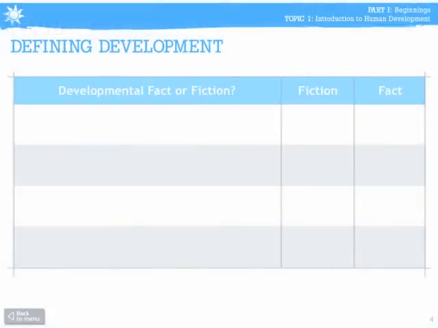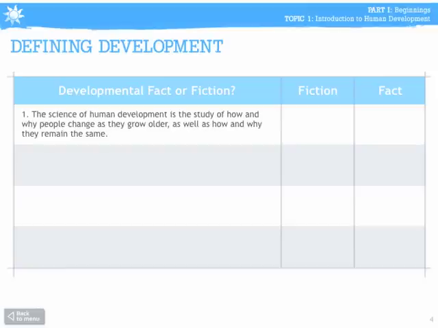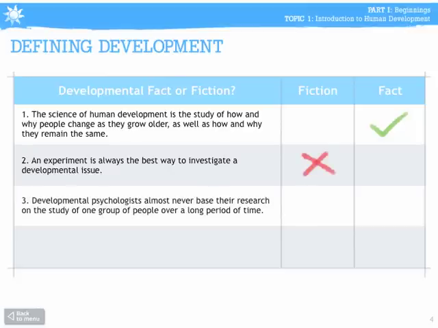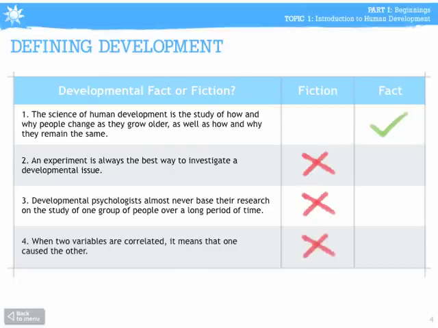So, one of the things that our chapters go through is fact or fiction. The science of human development is the study of how and why people change as they grow older, as well as how and why they remain the same, and this is true. Next one, an experiment is always the best way to investigate a developmental issue. This is not actually true. Developmental psychologists almost never base their research on the study of one group of people over a long period of time. This is false. When two variables are correlated, it means that one caused the other, and this one is definitely false as well.